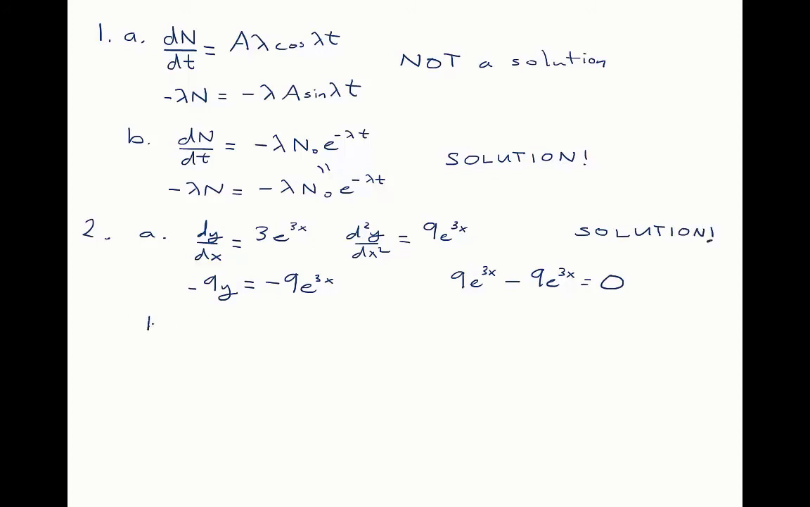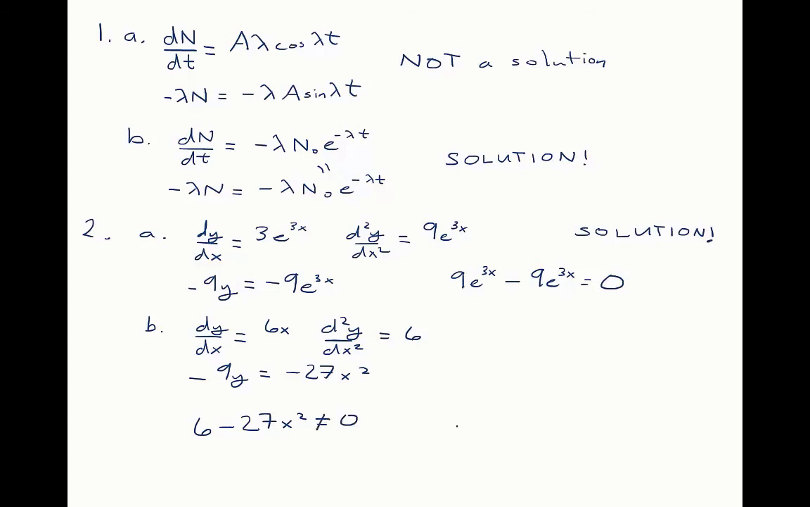Hooray. Okay, next one, if we take dy/dx, we get 6x. And if we take d squared y/dx squared, then we get 6. And when we take minus 9y, we get minus 27x squared. So if we have 6 minus 27x squared, that does not equal 0. So this is not a solution.